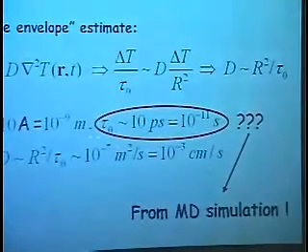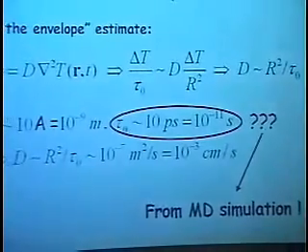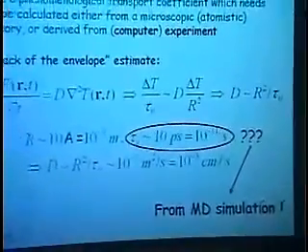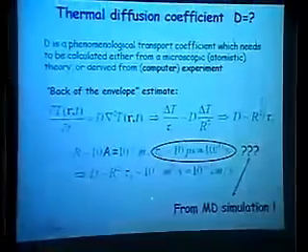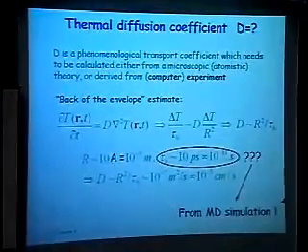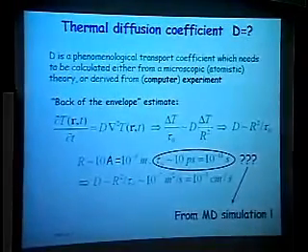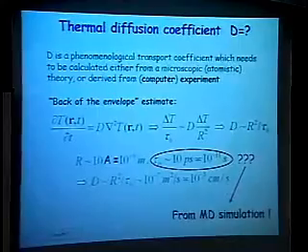As you can see, compared to the self-diffusion coefficient of a protein in water, this quantity is much bigger. There we get a number which was 10 to the minus 11. Here we have 10 to the minus 7. So the heat diffusion coefficient seems to be bigger.